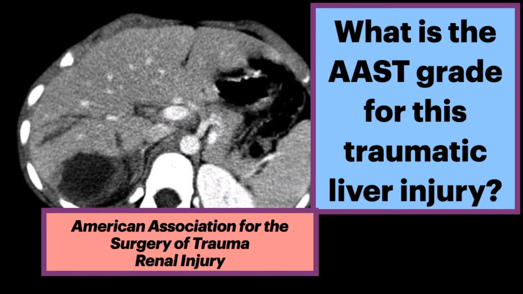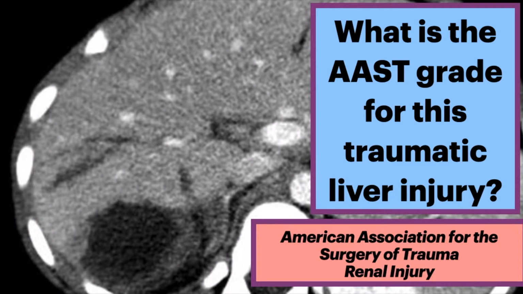What is the grade for this traumatic liver injury? There are multiple deep linear branching hypodense lacerations involving the posterior segment of the right hepatic lobe, with associated large hypodense subcapsular parenchymal hematoma. There's no evidence of contrast blush or active bleeding.